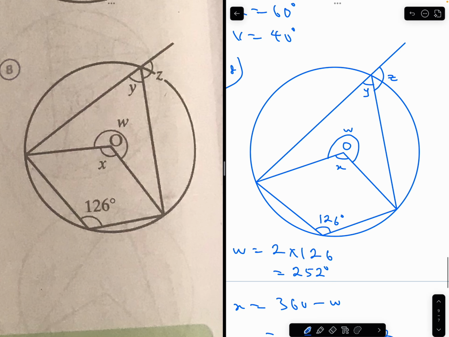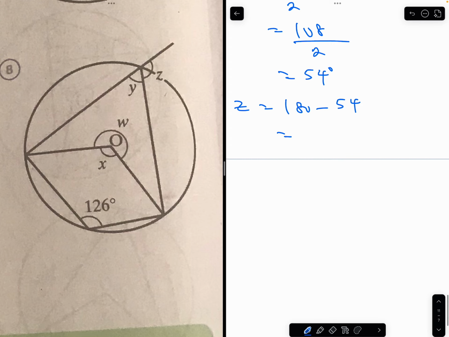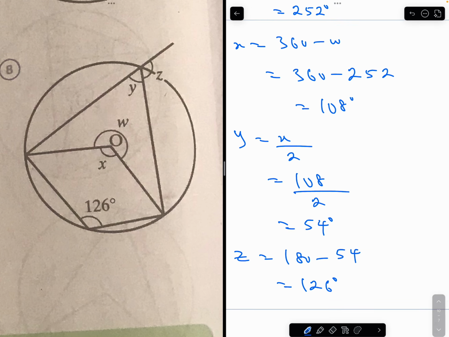What else do we need? How do we find Z? I know that Z plus Y is 180 degrees. Angles on a straight line. So Z equals 180 minus Y, which is 54. Sum of angles on a straight line, and that's 126 degrees. That's correct. And that's 126 degrees. And that's it, very, very simply.